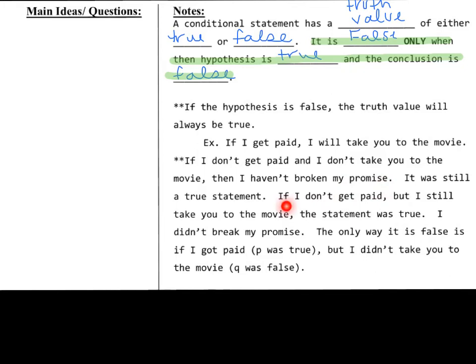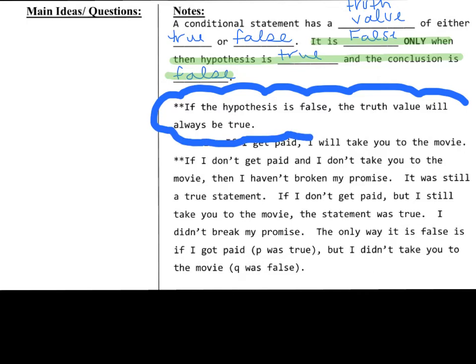If I don't get paid, but I still take you to the movie, then the statement was still true because you didn't break your promise. So the only way it is false is if you get paid, so that's your P is true, but I didn't take you to the movie, so that was your Q is false. So you need to try to remember that if the hypothesis is false, the truth value will always be true.